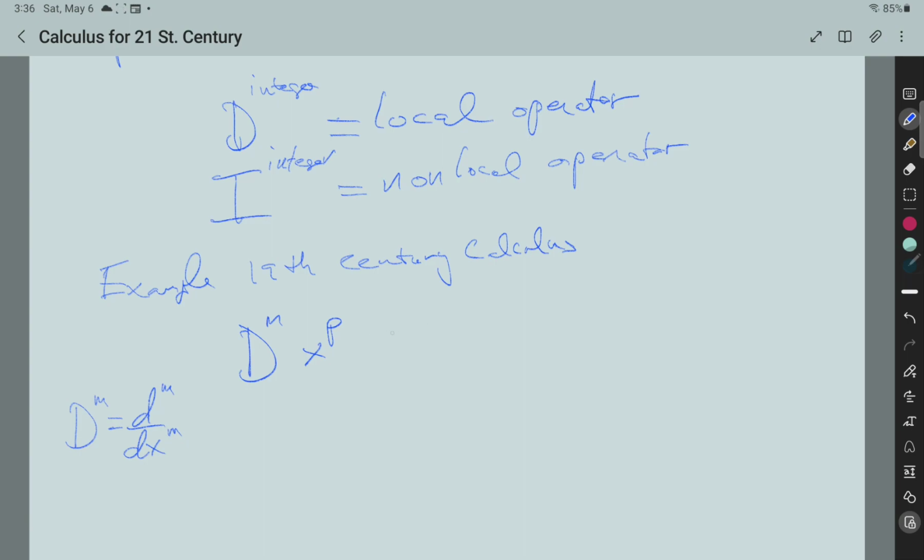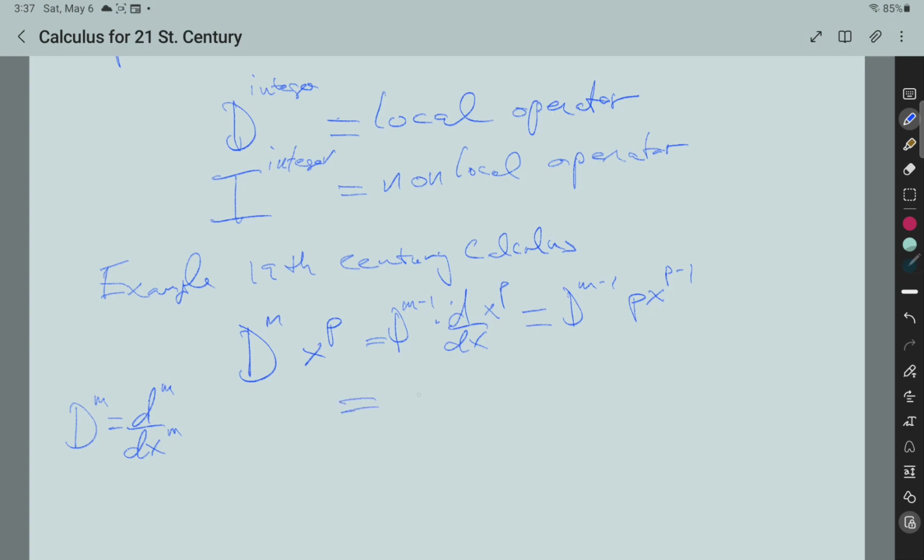Okay, so for example, if I do this as a first differentiation, so I have d^(m-1) on d by dx of x to the p power. You know, the answer to this is going to be d^(m-1) of p times x to the p minus 1. You just bring down the power of p and then you subtract 1. Now if I keep doing this m times, then this is what I would get.